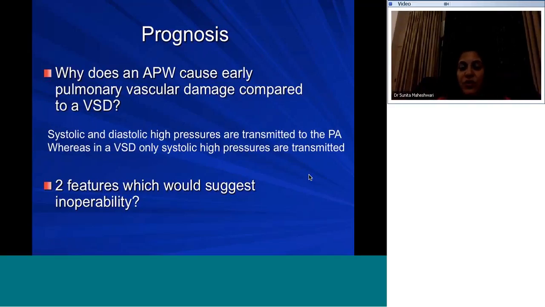So what are the two features which would suggest inoperability? When do you say, okay, this AP window, I cannot send to the operating room? Which two features would suggest inoperability?